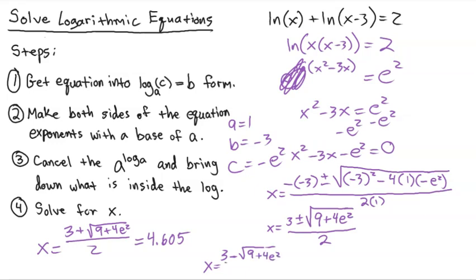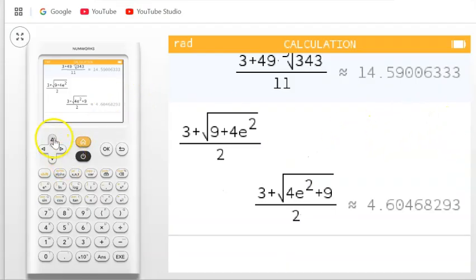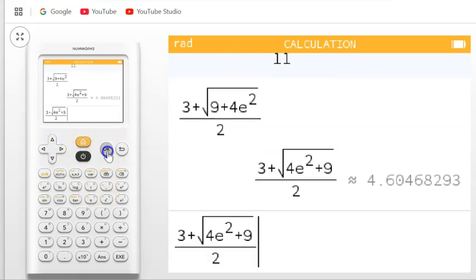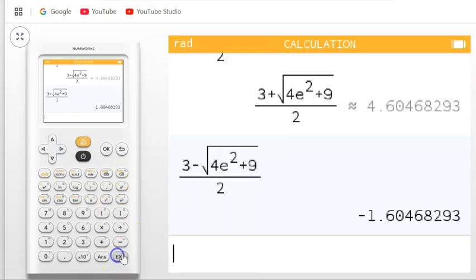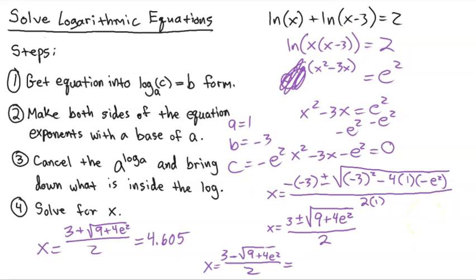4e squared all over 2. And let's put this into the calculator. Now I have good news for you. This calculator will actually allow you to grab the last question. And now we can just go into it, and we can just change this into a minus and get rid of the plus. There we go. So now we have 3 minus, all the same thing. Execute, and we get negative 1.605.